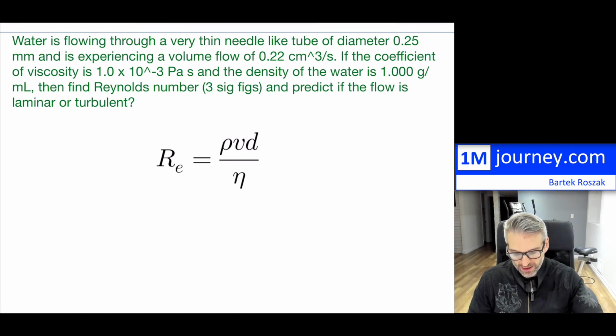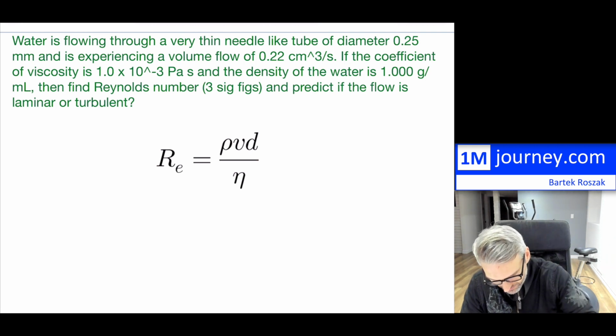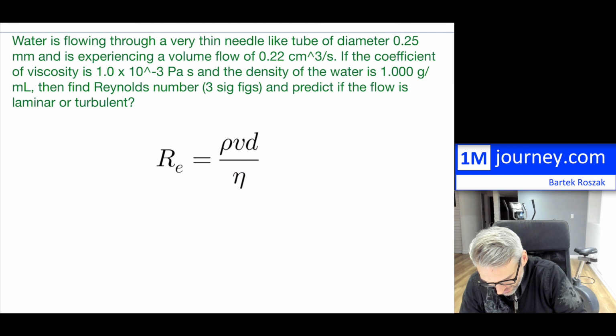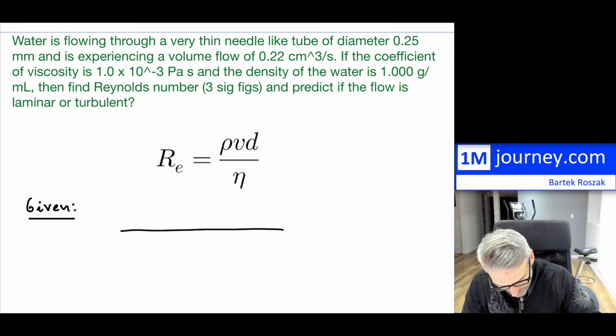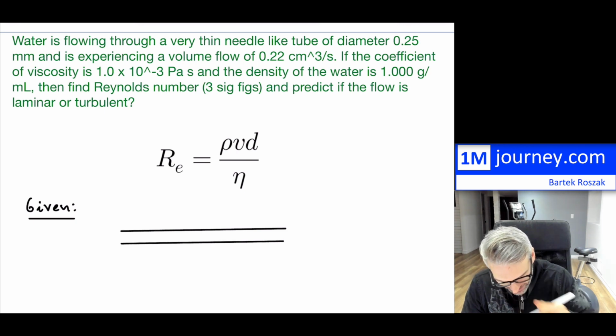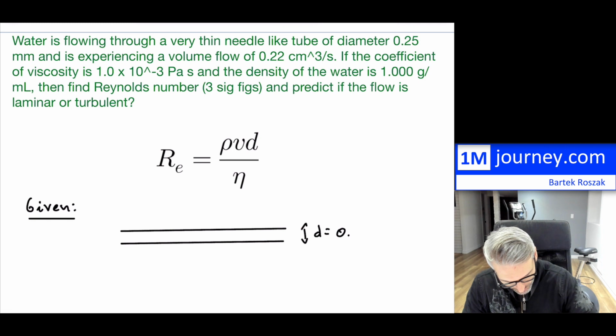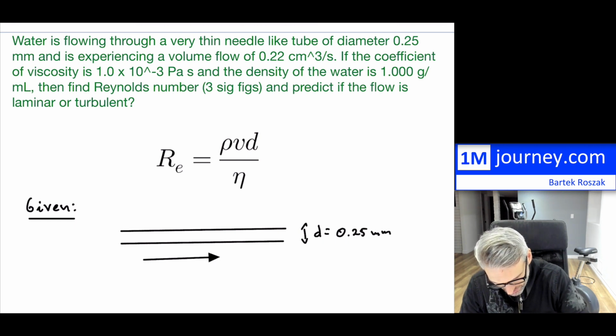So we have water flowing through a very thin needle-like tube of diameter 0.25 millimeters. I'm going to start writing these things down for myself. Given pieces of information, you can certainly draw it if it makes it easier on you. So let me draw a pipe. This is the diameter, so that would be the D, from here to here. That diameter is very tiny, 0.25 millimeters.